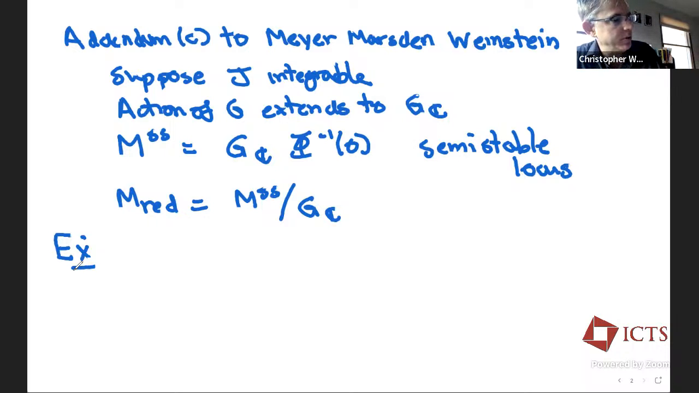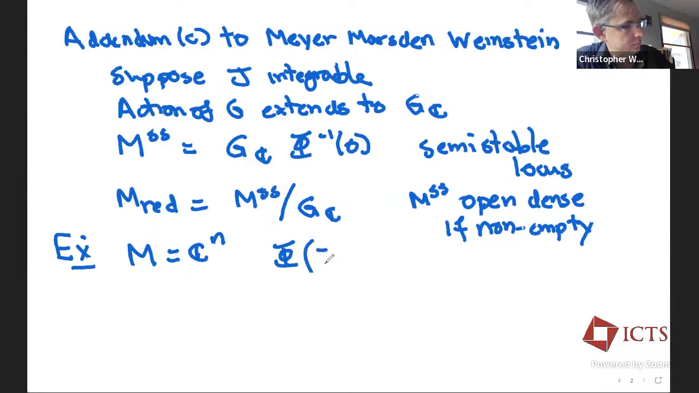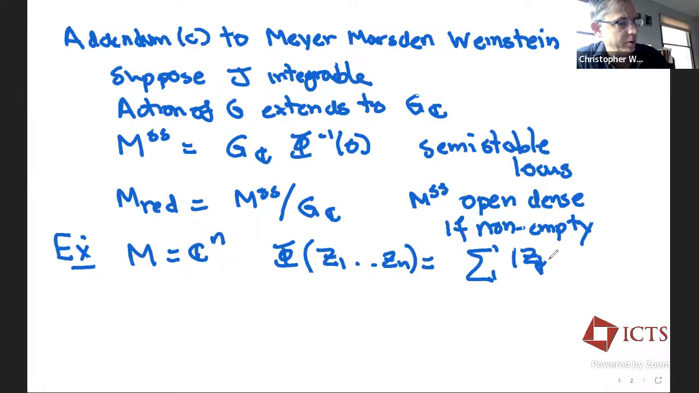And this semi-stable locus is open and dense if non-empty. So in this example, where I take M to be Cn, and the moment map was the sum of the zj squared over 2 minus some constant.